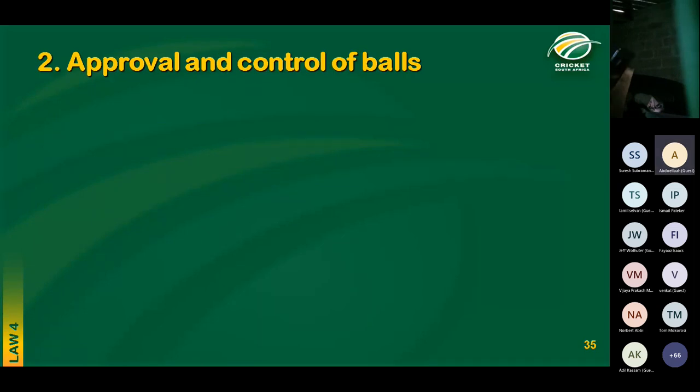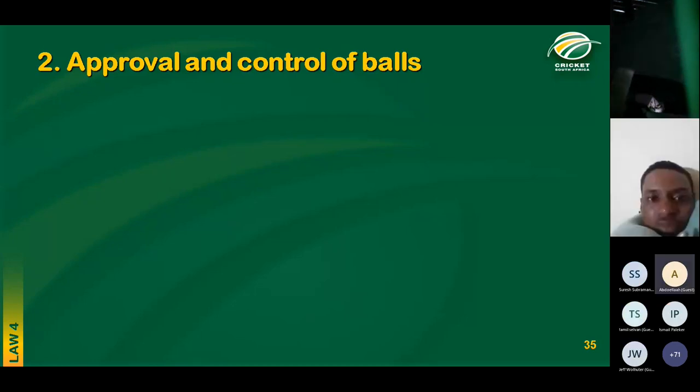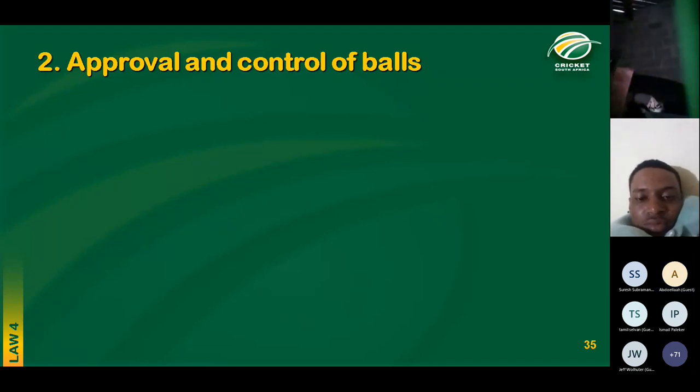In terms of approval and control of balls, earlier I did mention that when it comes to balls, the governing body of cricket decides which balls to use. I'll use a few examples. In Test match cricket, the governing body, the ICC, the International Cricket Council, has only approved three balls to be used at Test match level. Firstly, the Kookaburra turf ball. Secondly, the Duke ball. And thirdly, the SG ball.